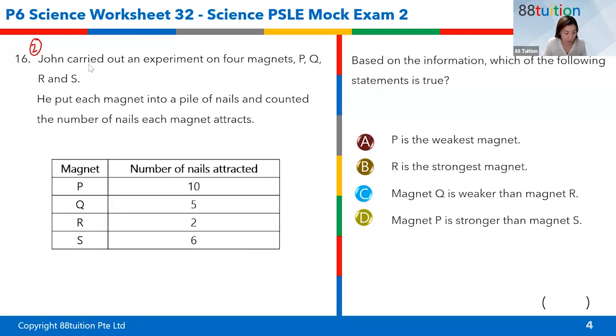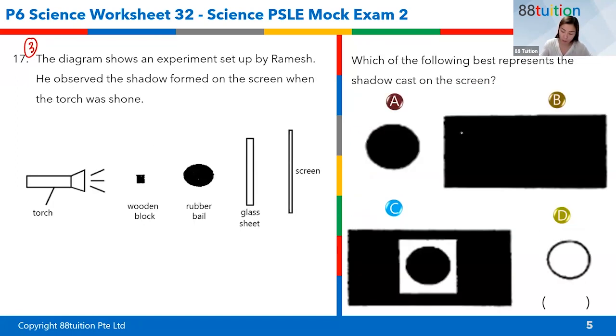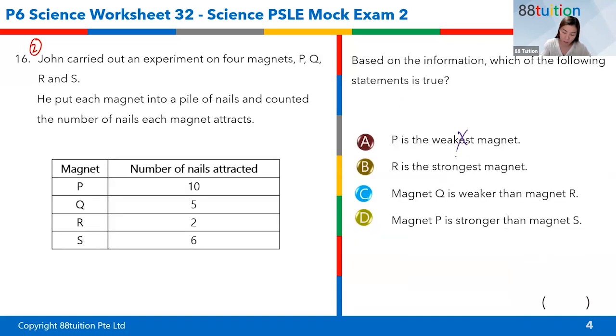Okay, next one. John carried out an experiment on 4 magnets. So quite easy, right? This will tell you the strength of the magnet. When you put the magnets into the pile of nails, the magnet that is the strongest will attract the most number of nails, right? So P must be the strongest and R is the weakest. So this is wrong. Oopsie. This is wrong. This is wrong.